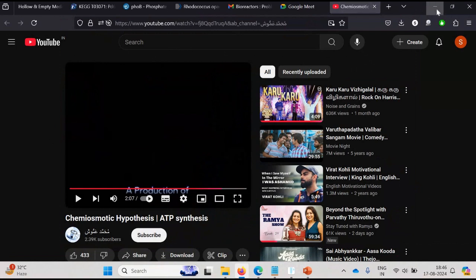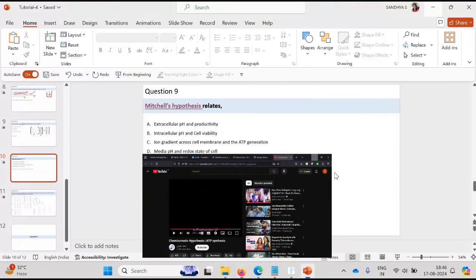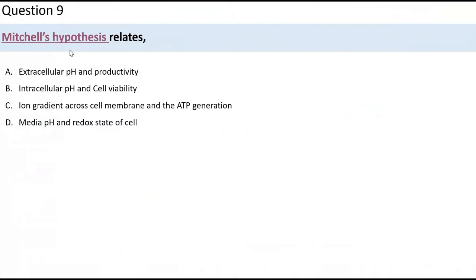So Mitchell's hypothesis tries to explain this osmotic hypothesis only. Based on the question that has been given here, it will be easy to visualize the ATP synthase and then see the mechanism that is happening. That's why I have given a YouTube video here. So did it explain extracellular pH and productivity? No. Intracellular pH and cell viability? No. Did it explain the ion gradient across the cell membrane and the ATP generation? Yes.